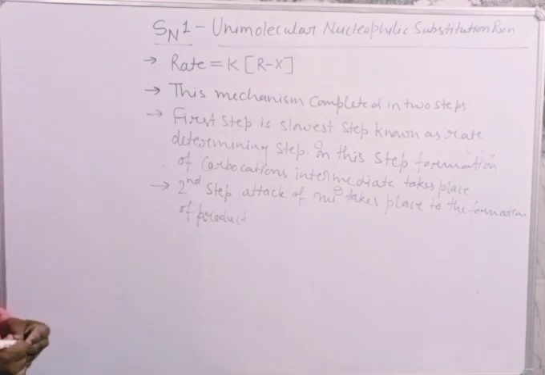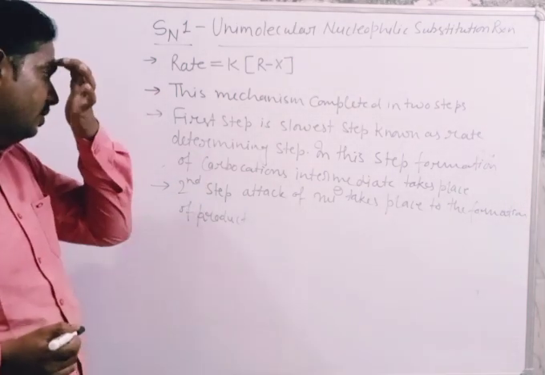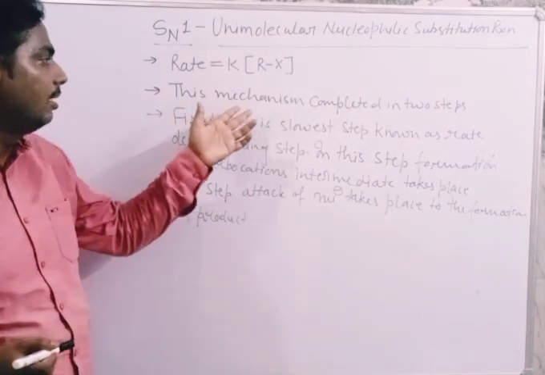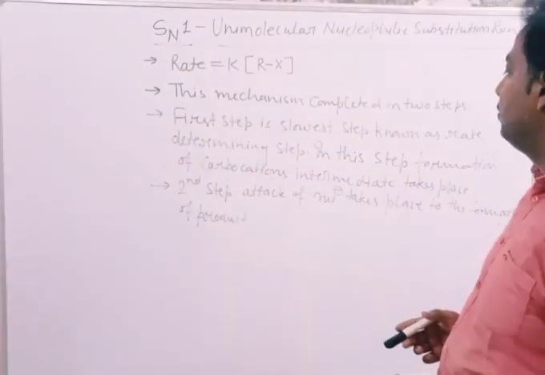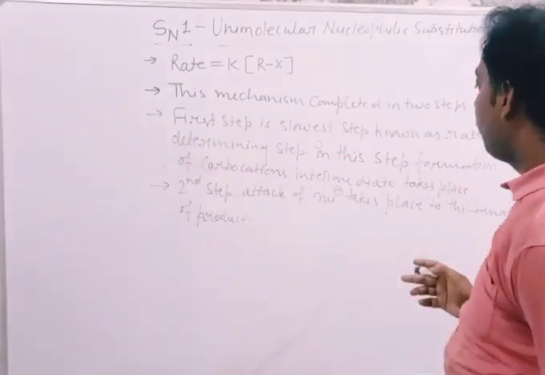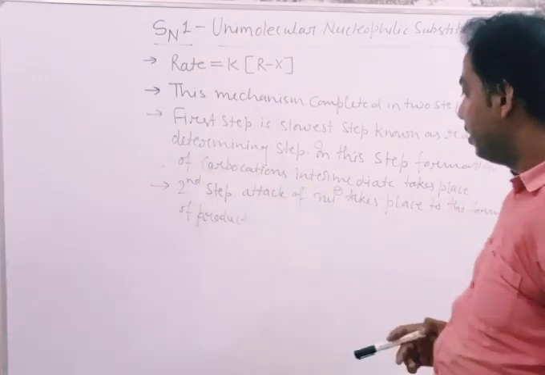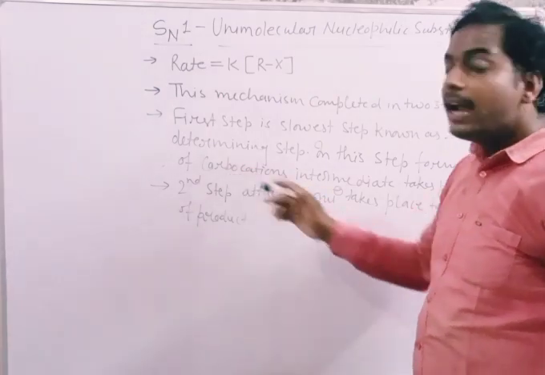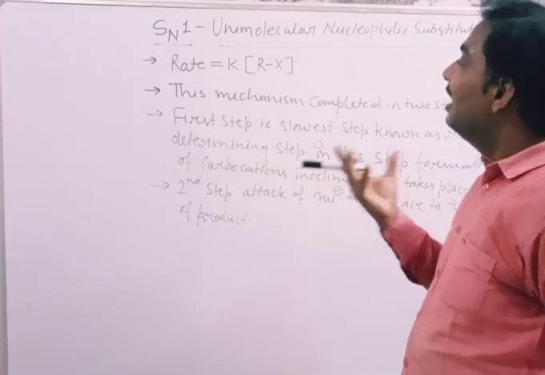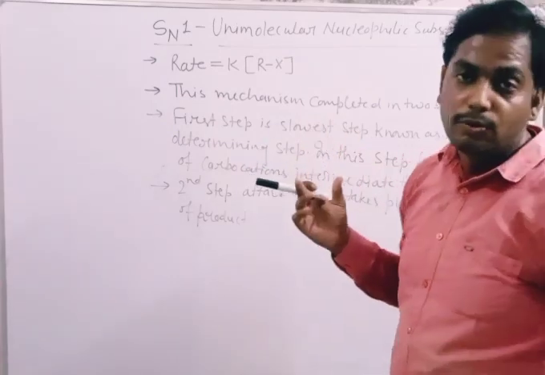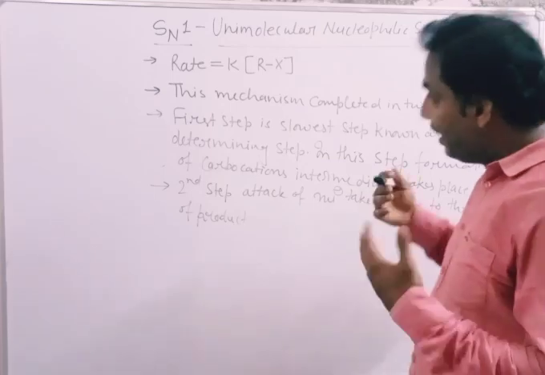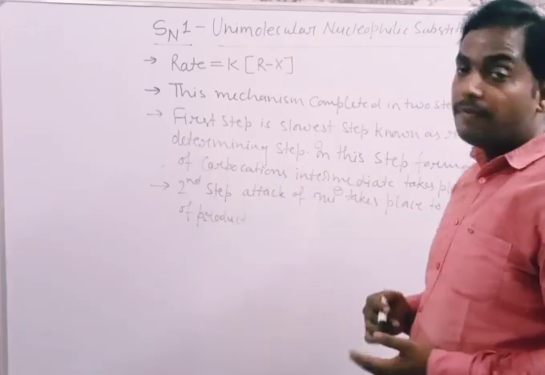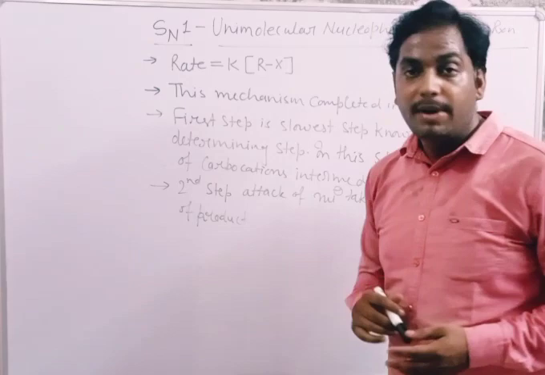So this is the basics of the SN1 reaction. This reaction is completed in two steps. One step is the rate determining step, the slowest step, and in the first step, formation of a carbocation intermediate takes place. Carbocation intermediate formation is the key of the unimolecular substitution reaction. It is identified by the formation of a stable intermediate carbocation.